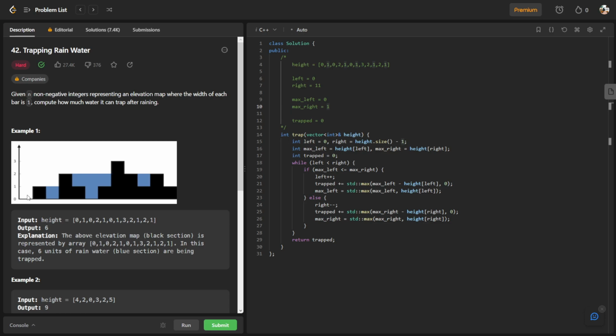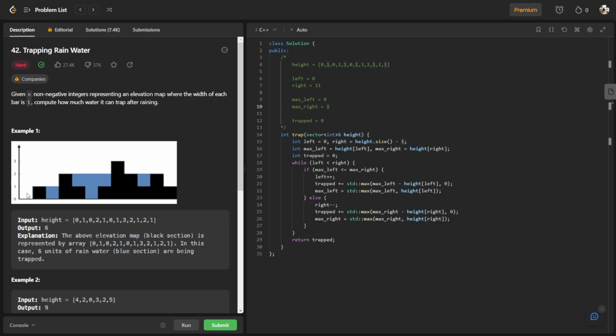For example, there's water here because it's surrounded by two black walls. Same thing for these four, same for here. And there's no water here or here because there is no wall on the right or on the left to support it.